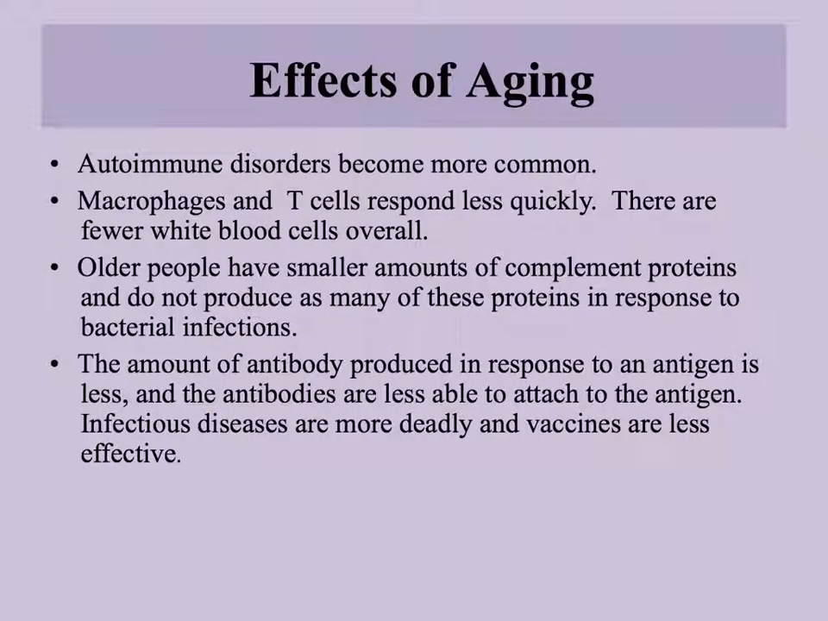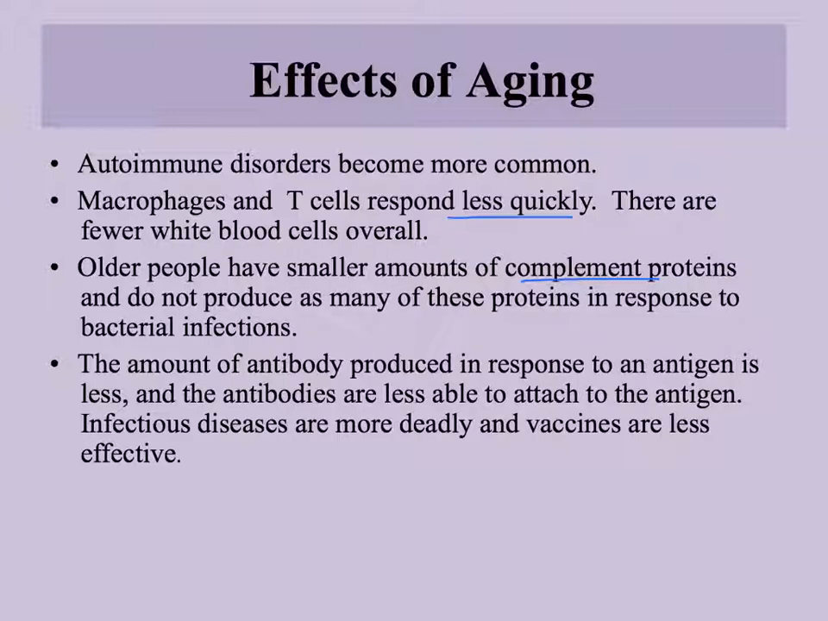And then finally, what are the effects of aging? Well, just like in every other body system, your immune system slows down and gets less effective as you age. Autoimmune disorders become more common. Everything responds less quickly. There are fewer white blood cells overall, so there are fewer macrophages, fewer T cells, and fewer B cells. Older persons also have smaller amounts of the complement proteins, which remember work together with your other immune cells, and they don't produce as much in response to a bacterial infection. So the cells do not respond as quickly.